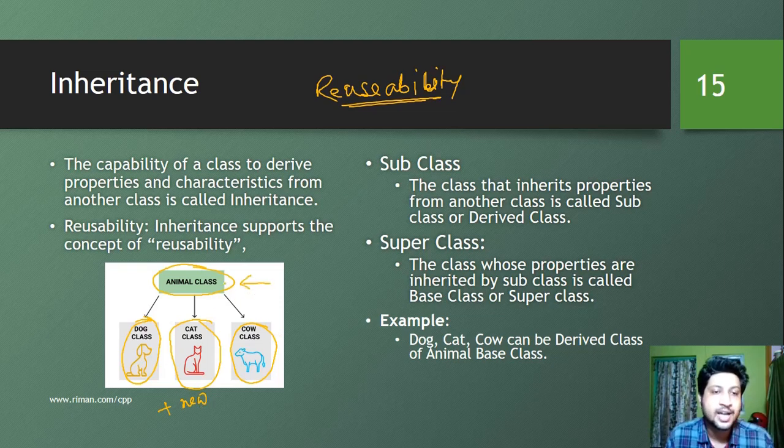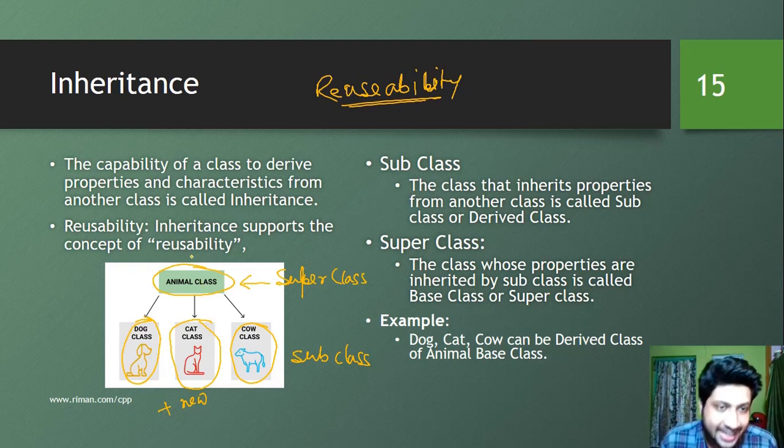So this particular class in this example is called the super class, and all of these classes are called the subclass. The class whose properties are inherited by subclasses is called the base class or superclass. So in this example, animal class is the base class or superclass, and the class that inherits properties from another class is called the subclass or derived class. So for this example, dog, cat, and cow can be derived classes of the animal base class.